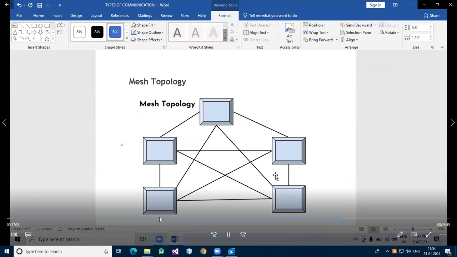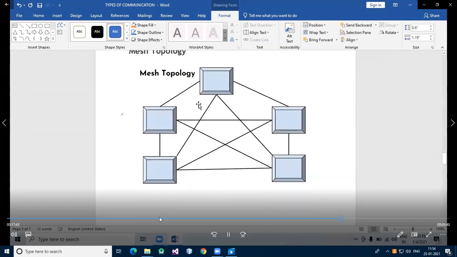Here in mesh topology, each device is connected to every other device. You can see this in the diagram. Every device is connected to every other device on the network through a dedicated point-to-point link. When we say dedicated, it means that the link only carries data for the two connected devices. So the advantages of mesh topology: no data traffic issue, as there is a dedicated link between two devices, which means the link is only available for those two devices.